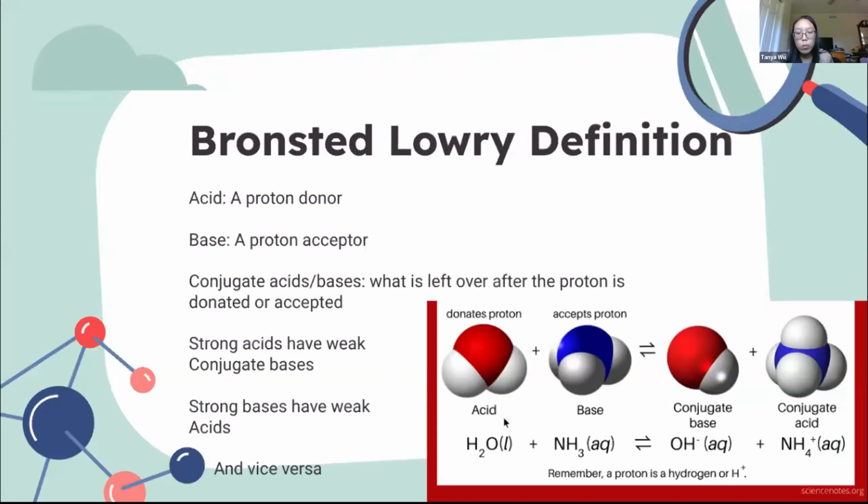So here we have water, which is a weak acid in this case, and it donates a proton to the base, which is NH3. And then it gets the conjugate base, which is OH minus, which is a strong base, and the conjugate acid, which is NH4 plus, which is a weak acid.